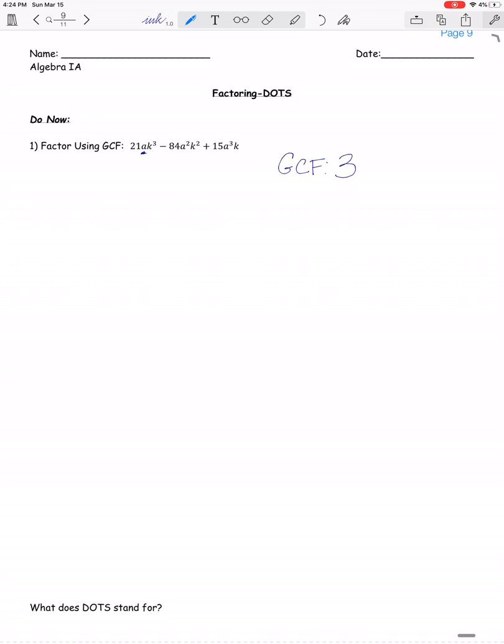I have an a, I have an a, and I have an a, so I'm going to write that down. It's a to the first, a to the second, and a to the third. So a to the first would be my smallest exponent. And I have a k, I have a k, I have a k. Since they all have a k in common, we write it down, and we take the smallest exponent, which would be k to the first. So now I'm going to write my GCF outside a set of parentheses. So I have 3ak.